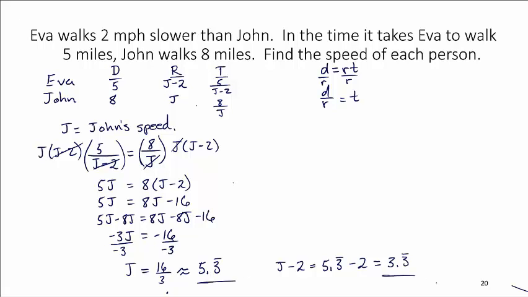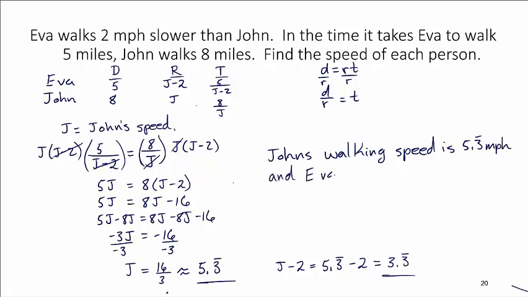So let's put that into a complete sentence. John's walking speed is 5.3 miles per hour, and Eva walks 3.3-ish miles per hour, 3 1/3. All right. And the other thing I observe about these is that they're reasonable numbers, right? 3 1/3 miles per hour is a reasonable walking speed. John's walking speed seems a little fast to me, but maybe he's tall. All right.